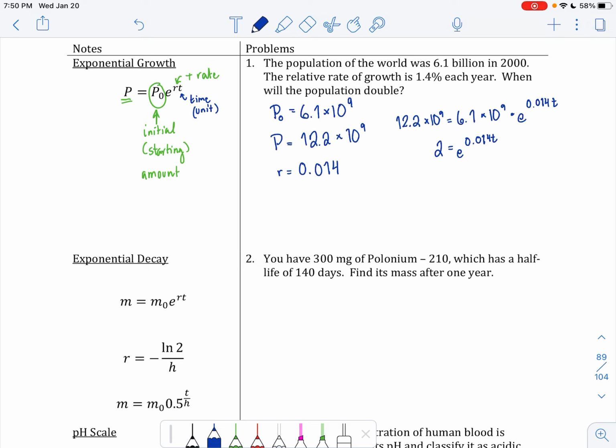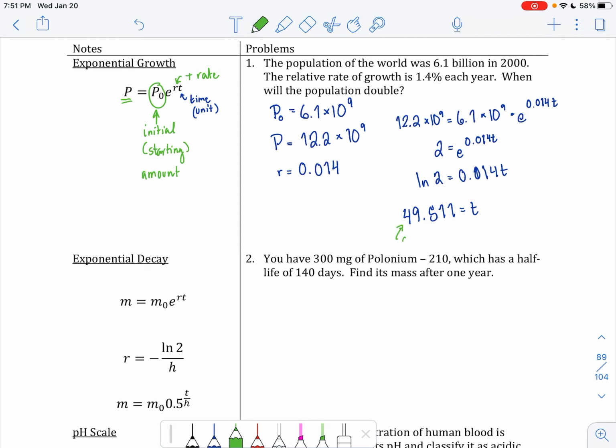Next thing I'm going to do is I'm going to take the log of both sides, and of course I'm going to use the natural log here. So ln of 2, the 0.014 can come down, or you can think about the fact that they are inverses, so the e cancels out. You get 0.014t. Divide by 0.014. You're definitely going to want your calculator for this. And you end up with 49.511 equals t.